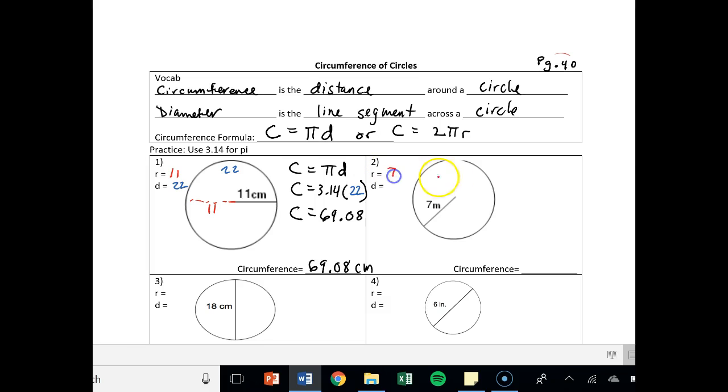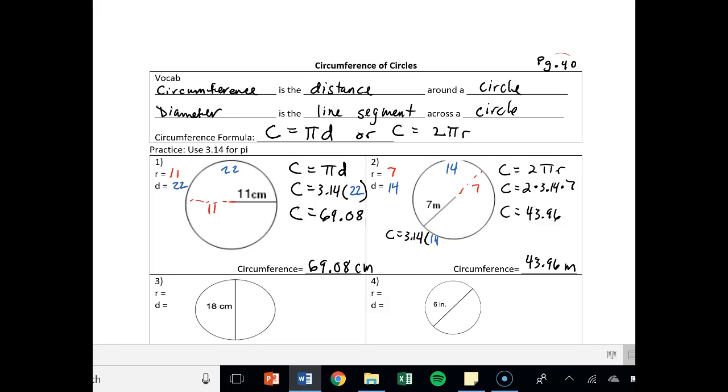So if the radius is 7, we know the diameter is going to be 7 and 7, which is 14. But this time, instead of plugging in the diameter, let's do it with the formula that has C equals 2 pi r. So C is equal to 2 times 3.14 times your radius, which was 7. And then when we do this math, we can put it all in our calculator. We get our answer of 43.96 meters.